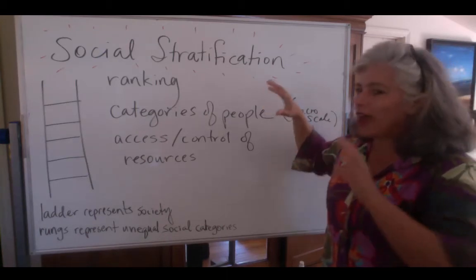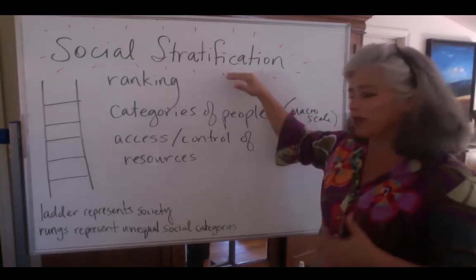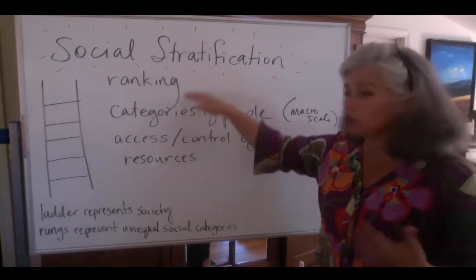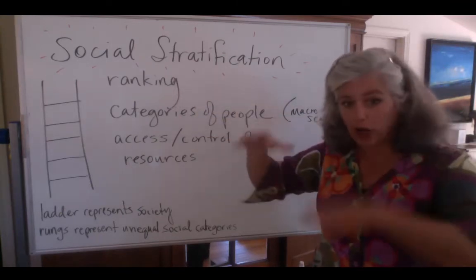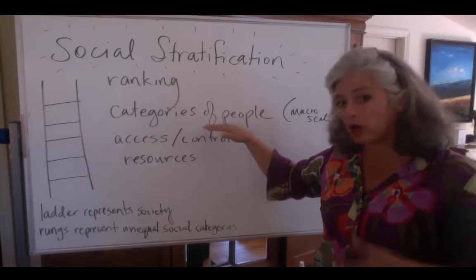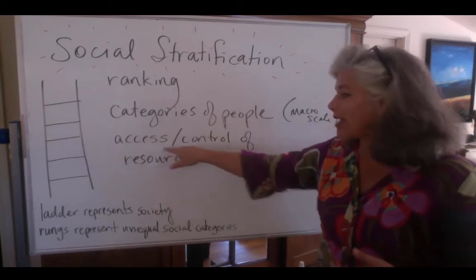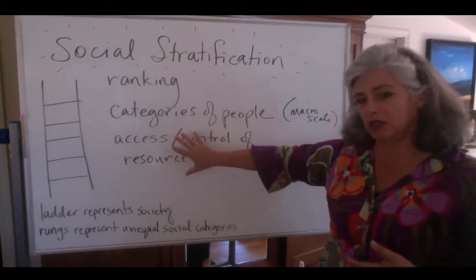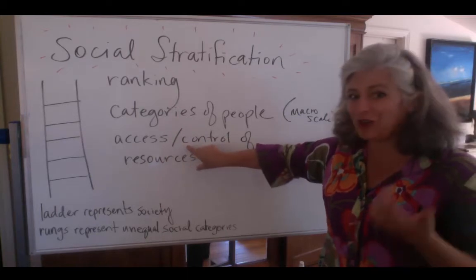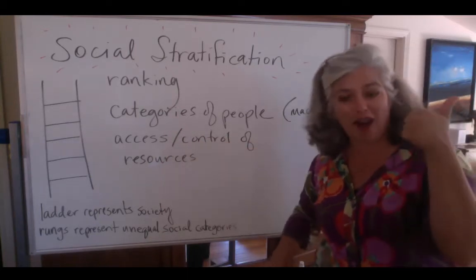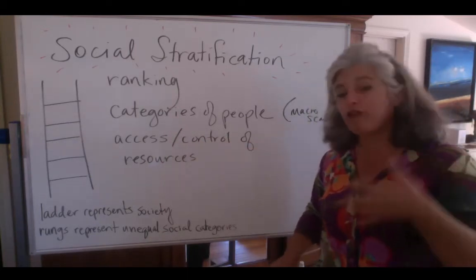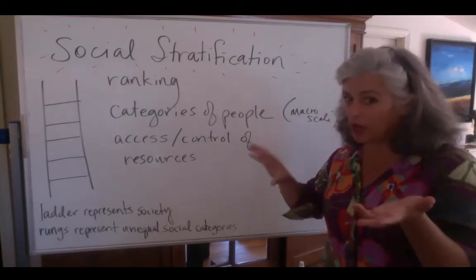So for a thorough definition, social stratification is a ranking, an unequal layering of different categories of people based on their access and control of resources. And in the United States, those resources are income, occupation, and education level for the most part. We're going to look at those.